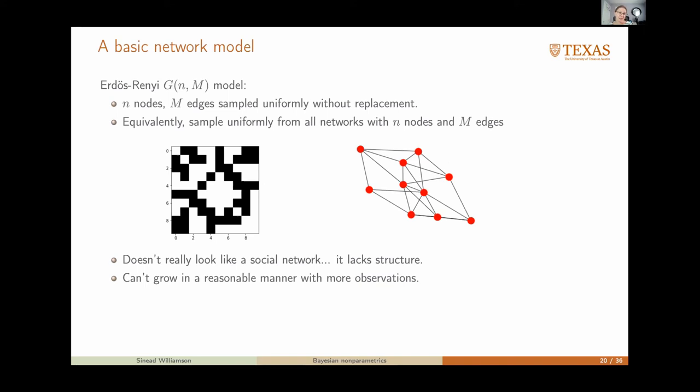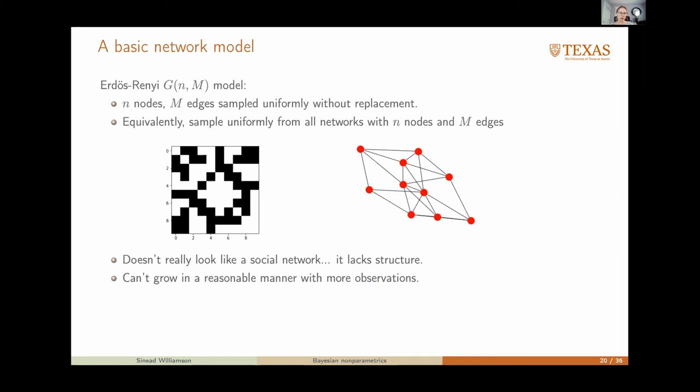So before we do that, let's think about the simplest networks that we can get, right? Because it's always good to start with the basics and then make them more complicated. And this is one of the two fundamental network models. It's one of the two Erdos-Renyi models. It's called the G(N,M) model.